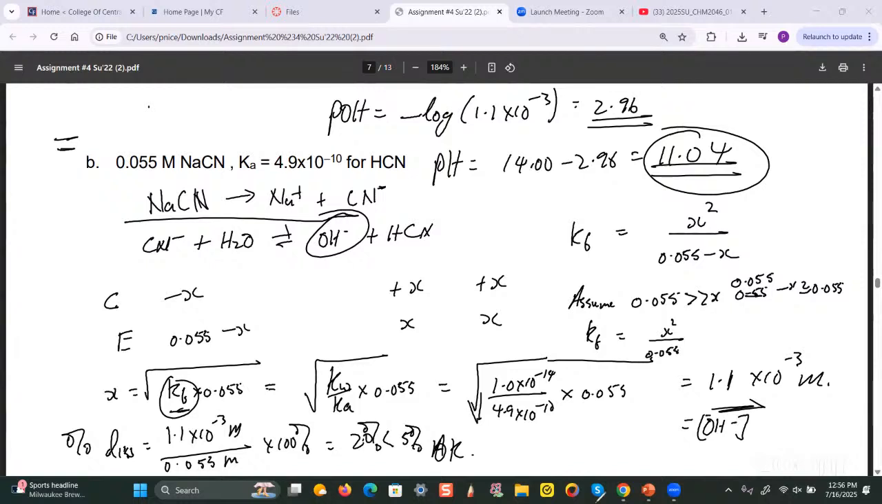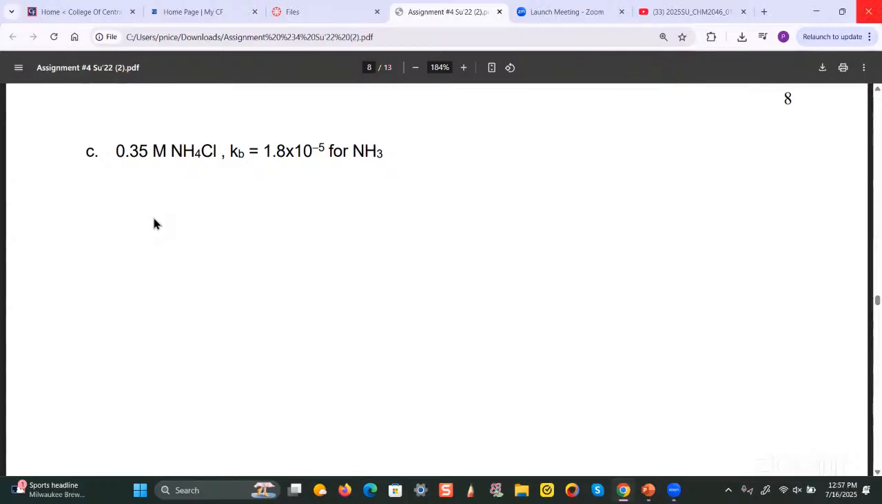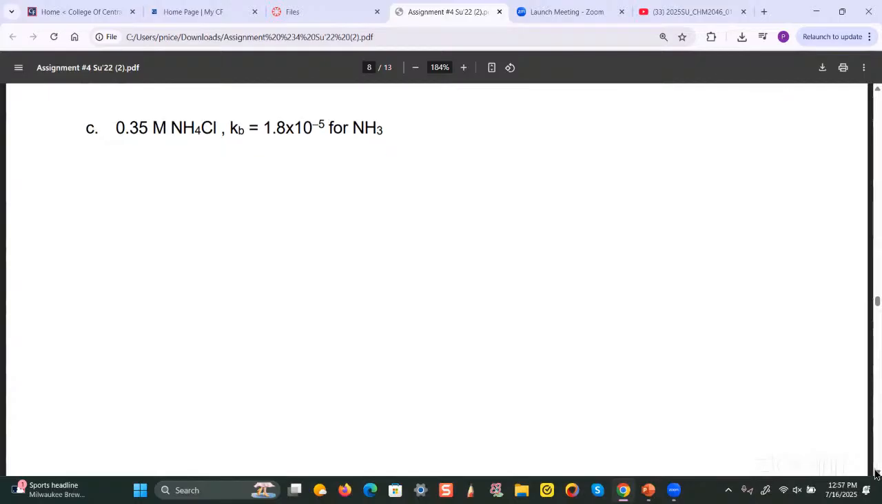Okay, so let me clear this. Let me scroll down to C. Okay, now C is kind of similar, excepting that we're talking about an acidic salt. So let me go through this particular problem. Again, there are two dissociations that you have to take into account. The first one is the dissociation of the ammonium chloride. So NH4Cl dissociates completely to form NH4 plus and Cl minus, all right?